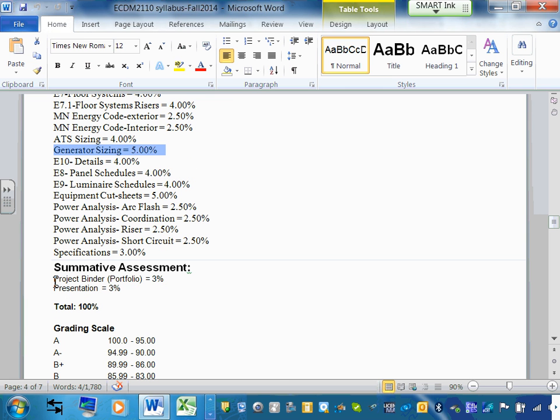Then the portfolio, when you do your binder, guys, is 3% of your final grade. And all your presentation, that fancy presentation that you're going to do, is only 3% of your final grade. So if you got it all right with me, you could get 97 and get an A plus and get 0 in the presentation. But don't do that though. Is it based on public speaking?